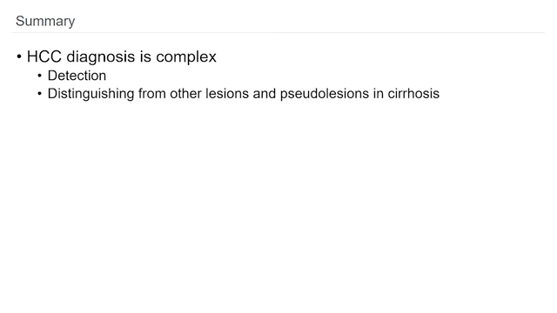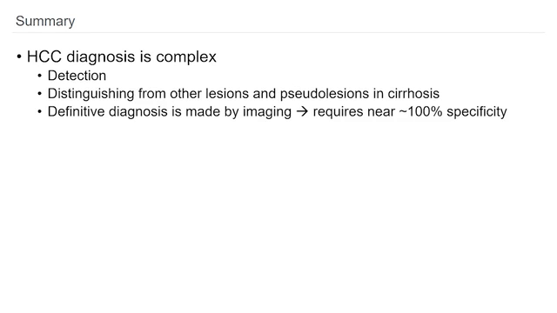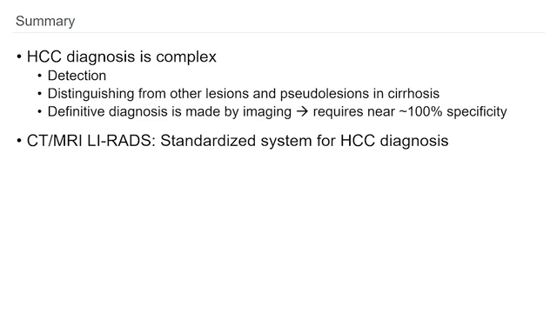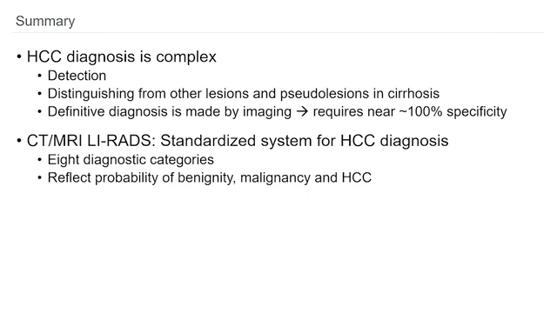So to summarize, HCC diagnosis is complex because we need to detect the lesion, we need to distinguish it from other lesions and pseudolesions in cirrhosis, and we need to make a definitive diagnosis by imaging, which means that we need near 100% specificity to do so. CT/MRI LIRADS is a standardized system for HCC diagnosis. We have 8 diagnostic categories, which reflect probability of benignity, malignancy, or HCC. And we use major features as building blocks to arrive at the category which then reflects the probability of HCC.